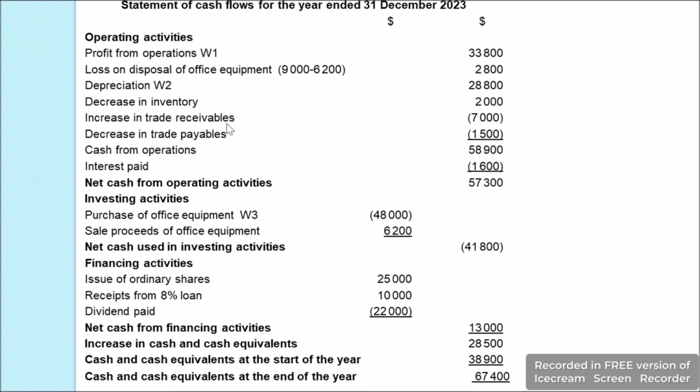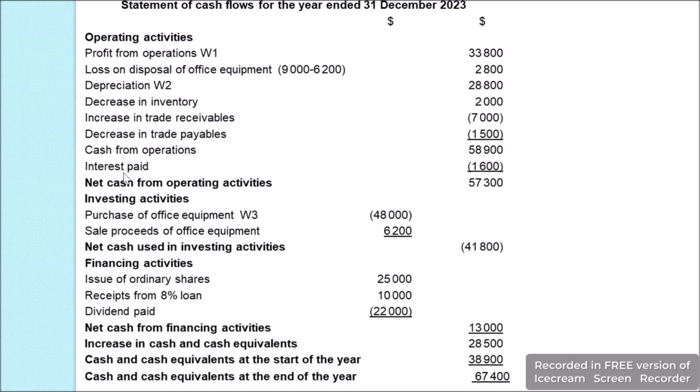Increase in trade receivable, that means more of the goods have been sold on credit, and for this we have paid all the expenses to manufacture these goods, which led to outflow of cash. So increase in trade receivable of 7,000 will be subtracted. Decrease in trade payable, that means we have paid the trade payable, because of which it has decreased, and this will lead to cash outflow. Hence we are going to subtract $1,500.